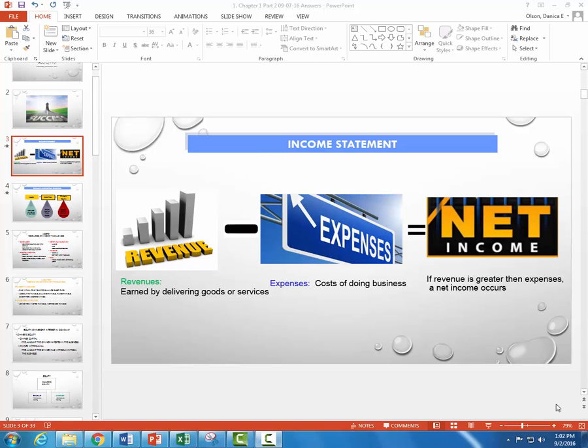Let's start with a review of the financial statements. The first statement we talked about was the income statement. On the income statement, we have revenue, which is earned by delivering goods or services, minus our expenses, which are the costs of doing business, equals net income if revenue is greater than expenses.